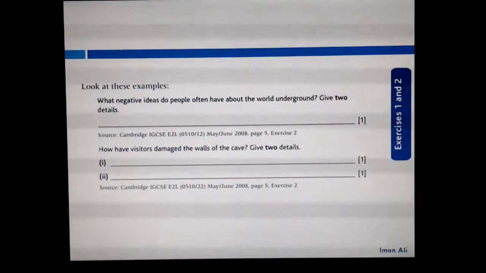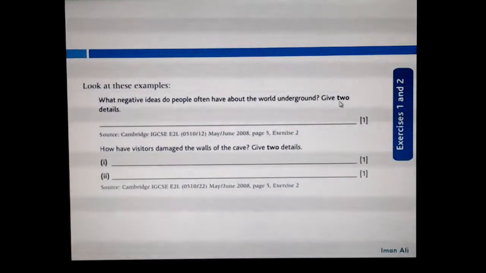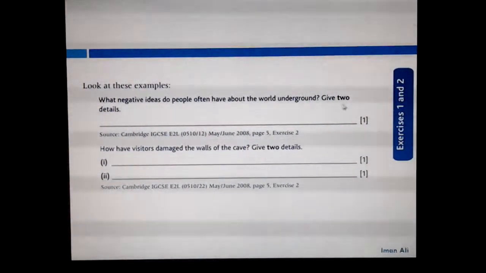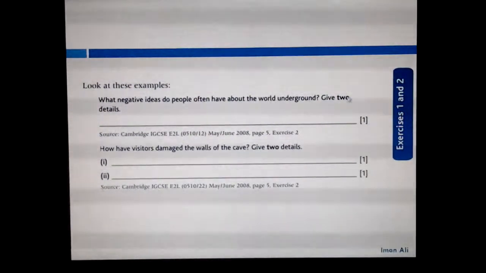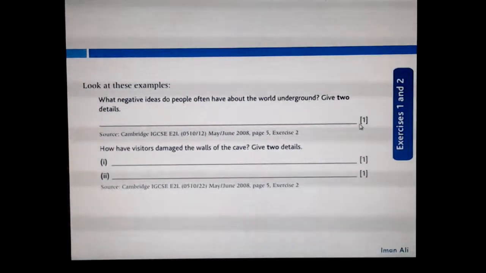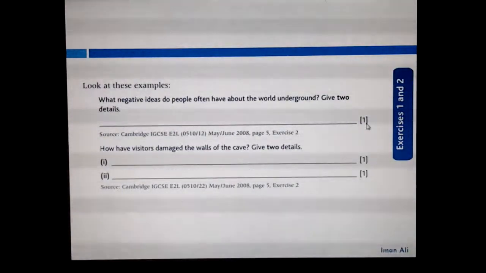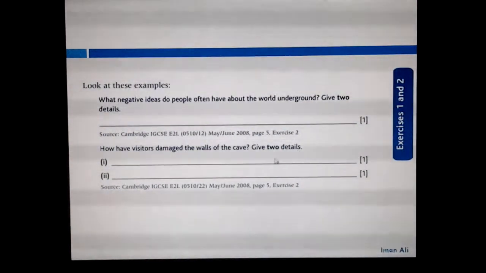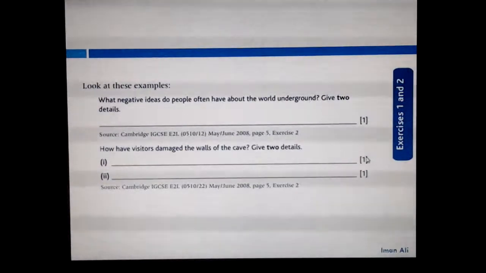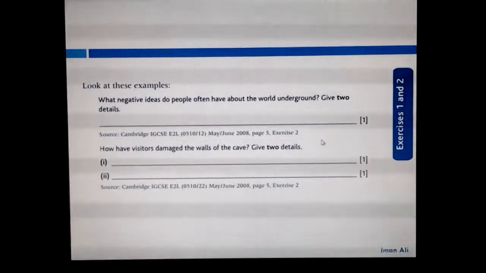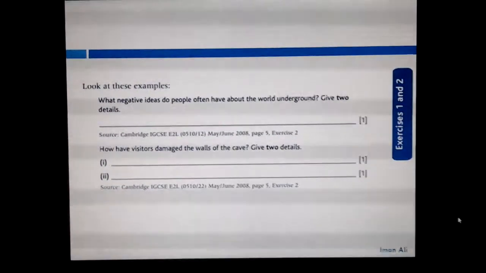Look at this example. In this first question, you are required to write 2 details but for 1 mark. So if you don't write one of them, you get 0. And if you write both of them, you get 1 mark. Whereas in another type of question, you also need to write two details, but you are given 1 mark for each detail. So these are two possible types of questions that can come.